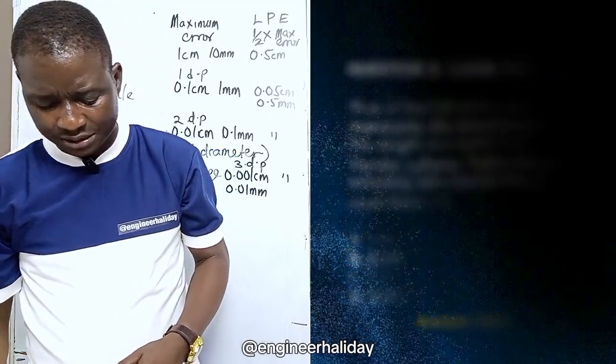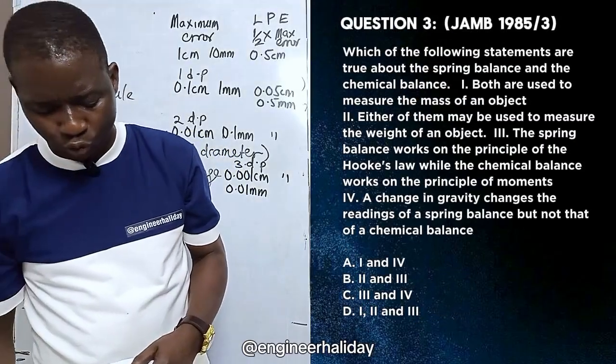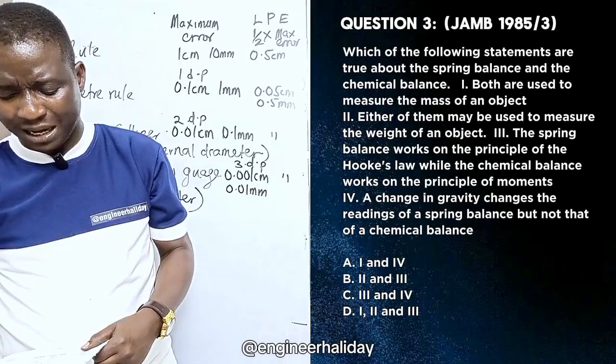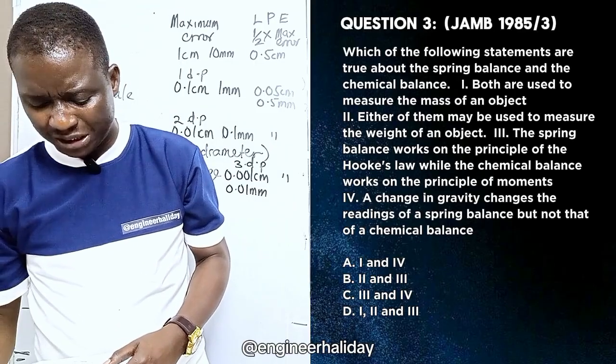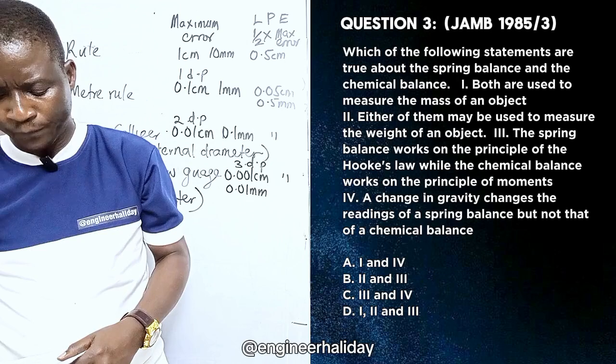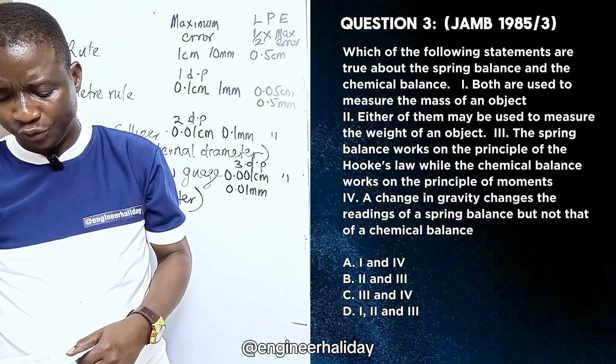Number 3 question now. It says, which of the following statements is true about spring balance and chemical balance? Roman figure 1: both are used to measure the mass of an object. No. Both of them cannot be used to.